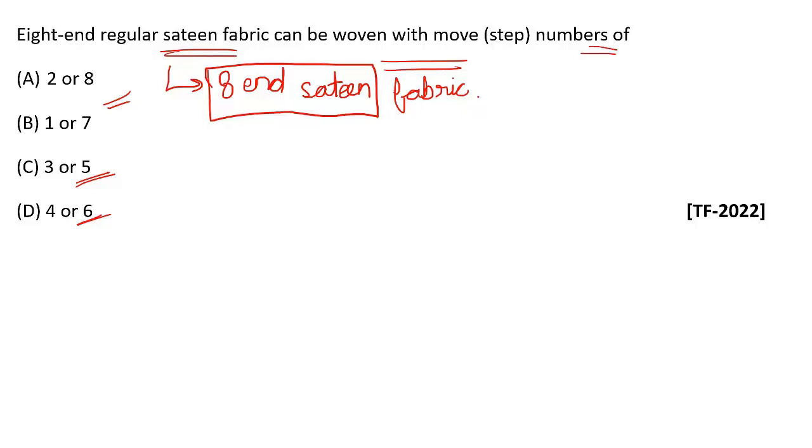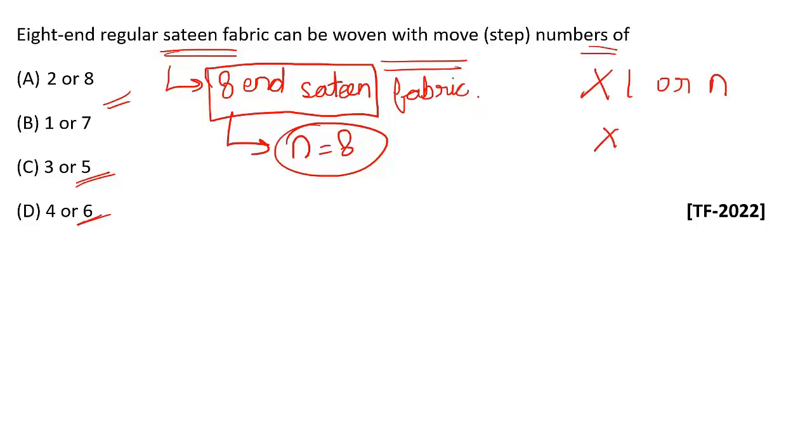First one is that the move number cannot be 1 or equal to n, where n is the number of ends of a sateen, and here n is 8. For a 5 end sateen, n would be 5. So if we calculate for a 5 end sateen, the move number cannot be 1 or 5. So it cannot be 1 or n. And the second rule is that the move number can't be divisible by 2.